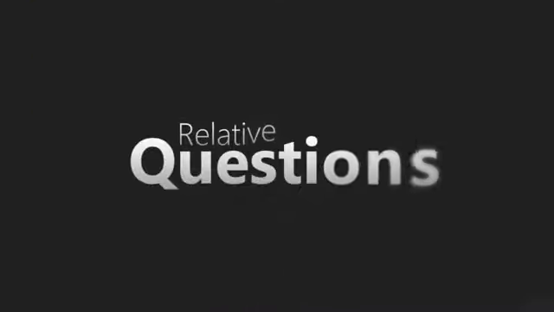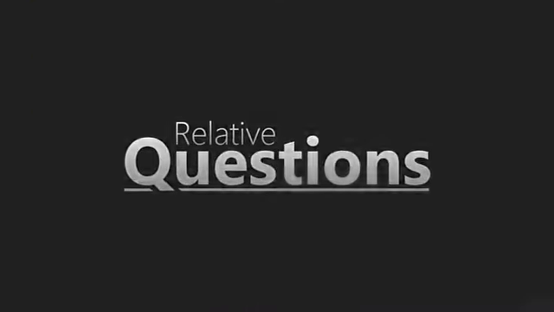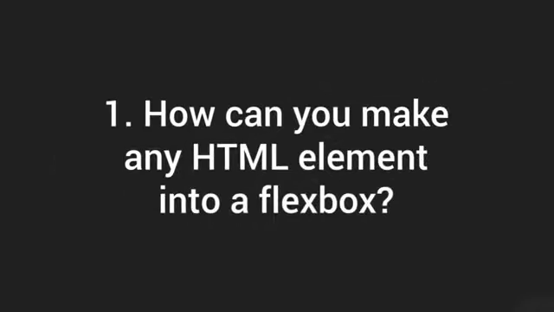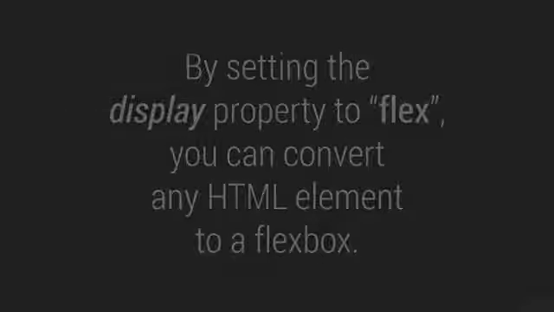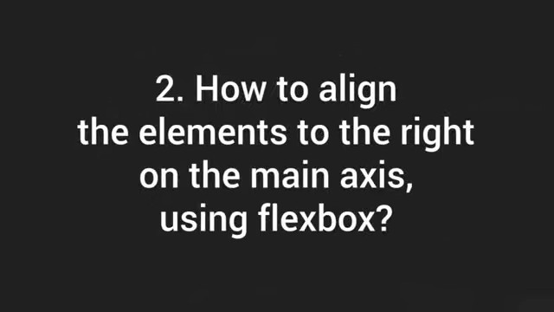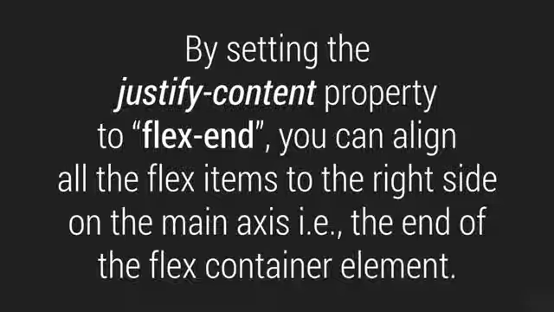Now let's talk about relative questions. So first is, how can you make any HTML element into a flex box? By setting the display property to flex, you can convert the HTML element to flexbox. The second question is how to align the elements to the right on the main axis using flexbox. So by setting the justify content property to flex end, you can align all the flex items to the right side on the main axis, that is the end of the flex container element.